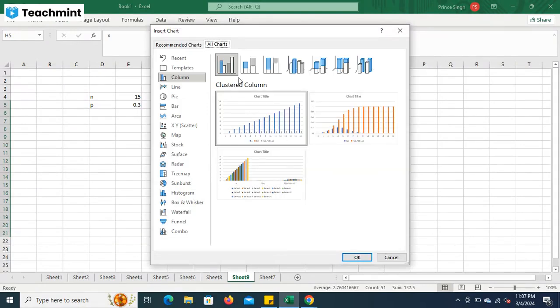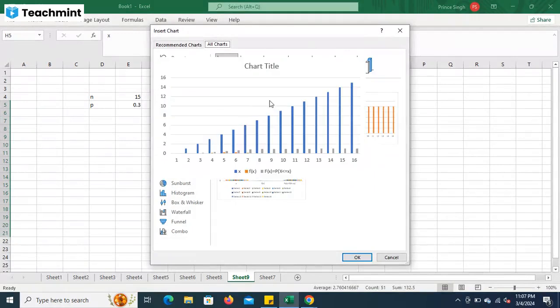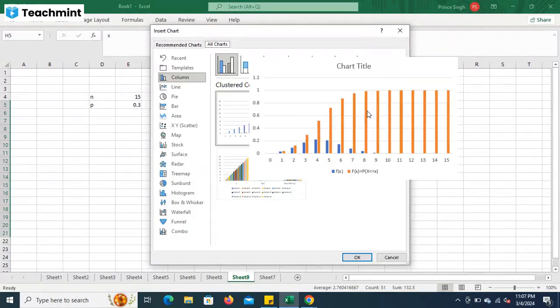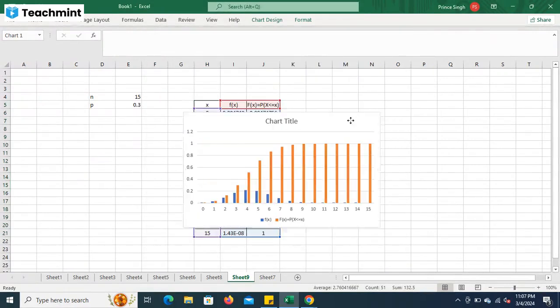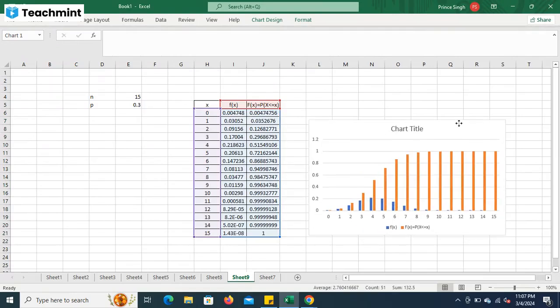You can see here we have two options. The first one is a blue line, and the second is a blue with orange line. If we select this one and click OK, we can get the graphical demonstration of this particular problem of binomial distribution.